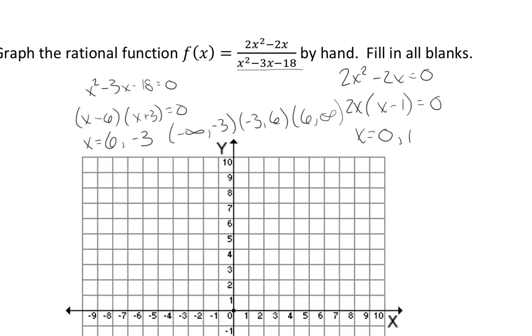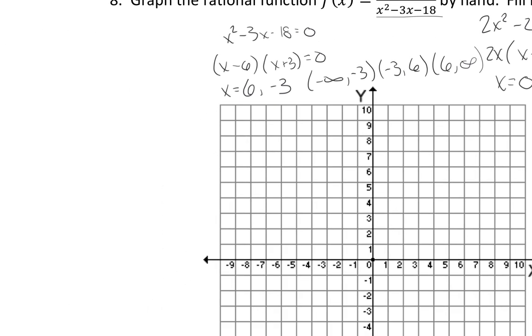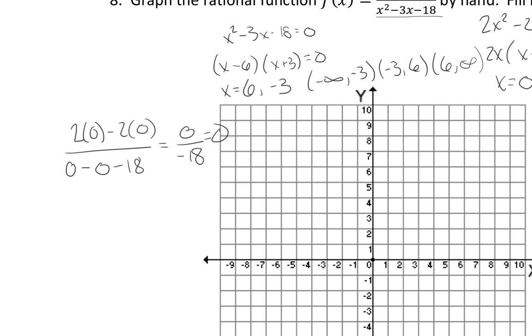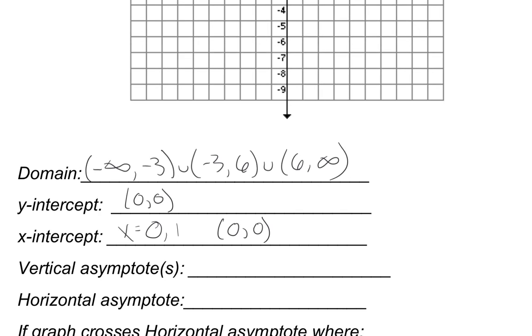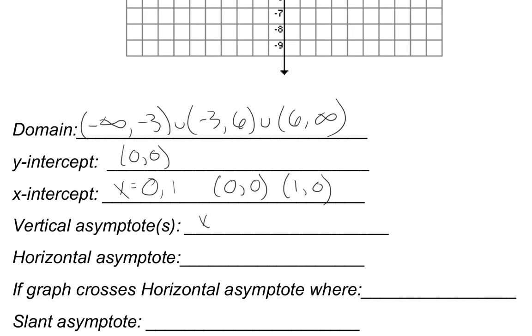For our y-intercept, we're going to plug in 0 for x, and we're going to get 2 times 0 squared minus 2 times 0 over 0 minus 0 minus 18, and that's just going to leave us with 0 over negative 18, which is equal to 0. So we have a y-intercept at the origin, and that's going to happen here too. Vertical asymptotes, we discussed that earlier. That's going to be at x equals negative 3 and x equals 6.